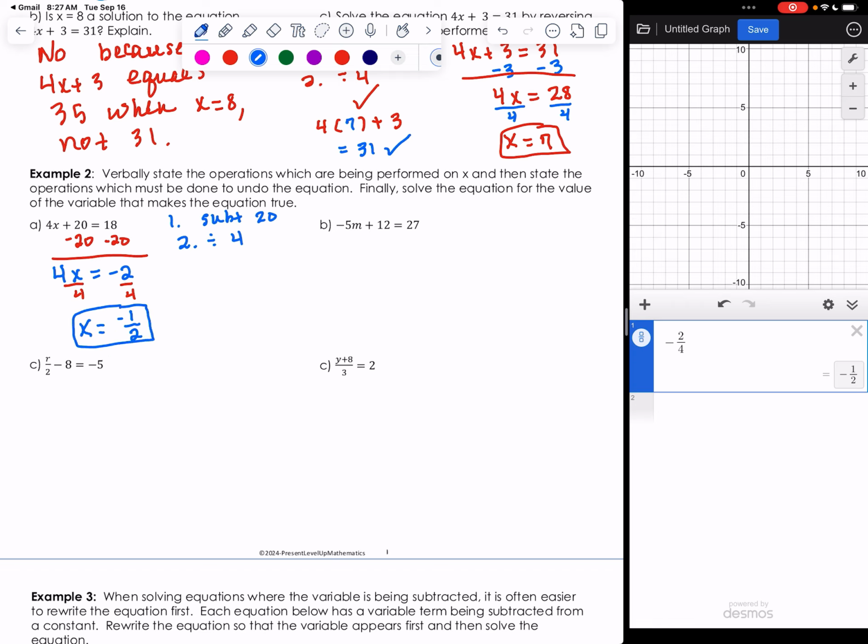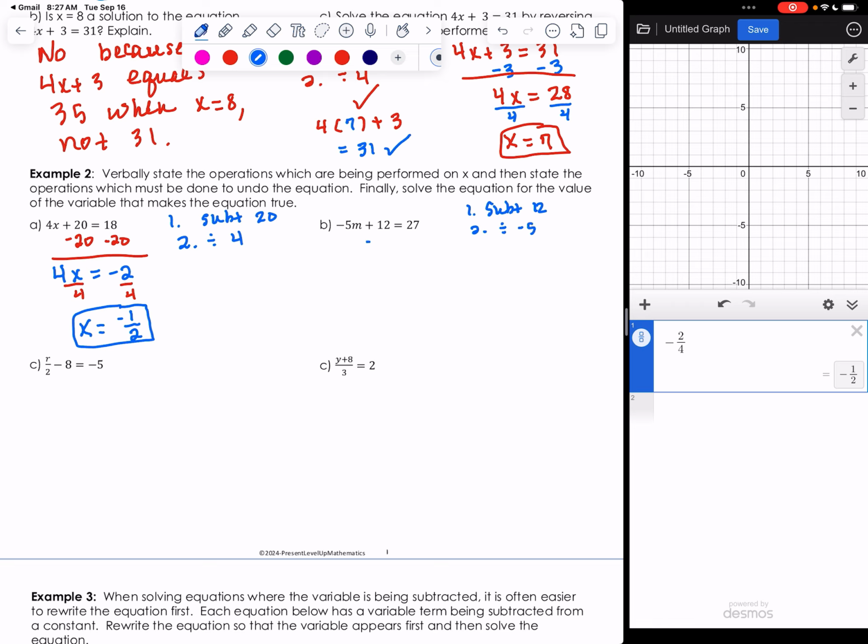All right, problem B, -5m plus 12 is equal to 27. So we're going to verbally state what's happening to our variable. In this variable, we're multiplying it by -5 and then adding 12. So if I do the opposite, I would subtract 12 and then divide by -5.